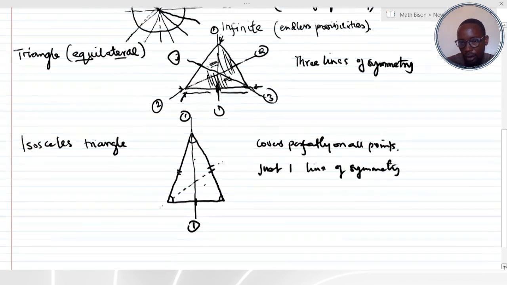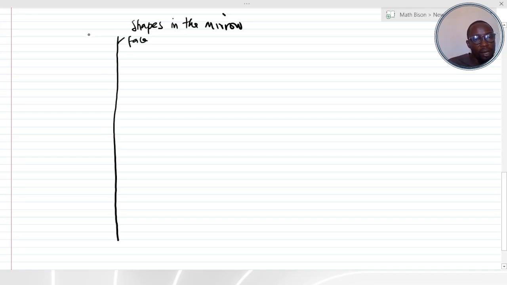Now, to conclude this video, I'm going to show you something that happens inside the mirror, the world in the mirror. Let's see the shapes in the mirror. Let's assume that we have this plane mirror on this side. This is the face of the mirror, and this is the back of the mirror. In physics, we use this dash to indicate the back of the mirror.